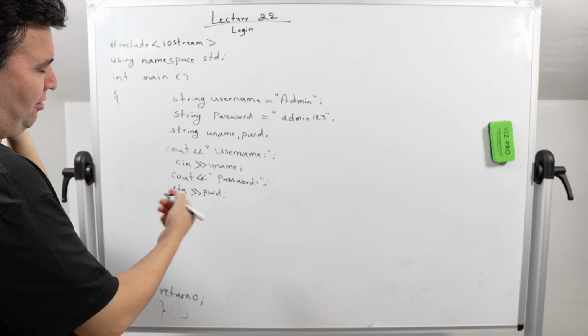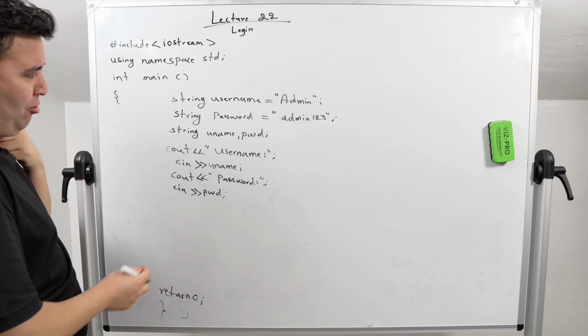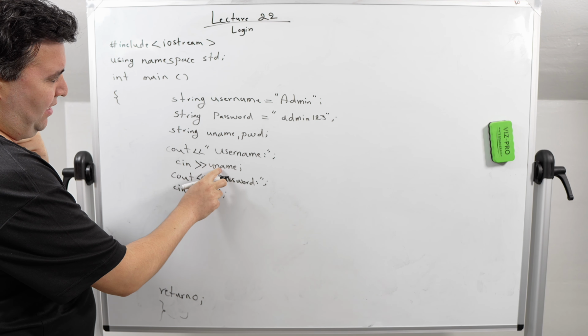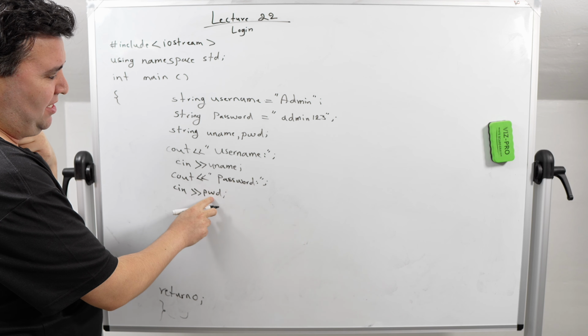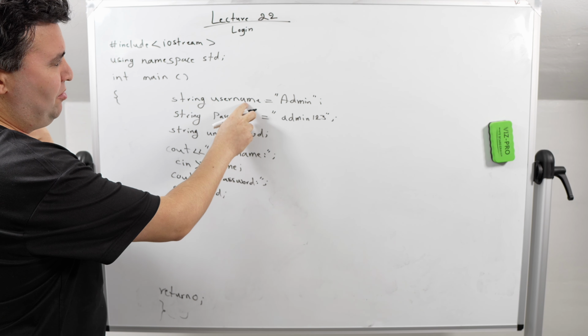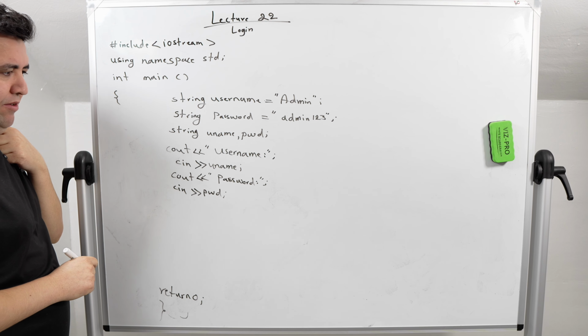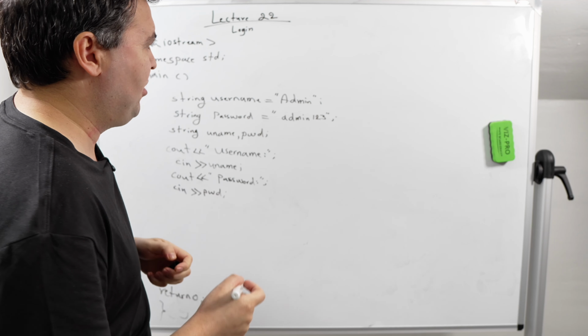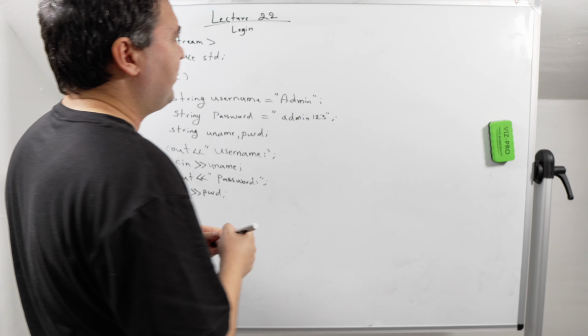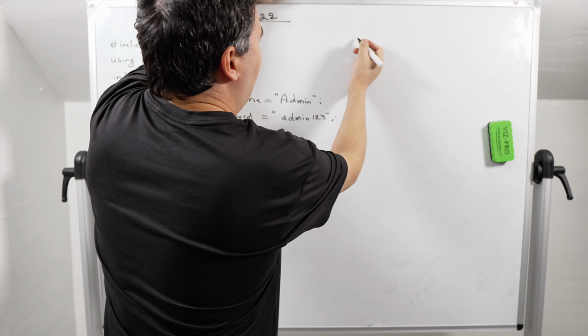And now we write our logic here. We have to compare this username and this password, which are entered by the user, with this username and the password which we have here. So I write our remaining code here.